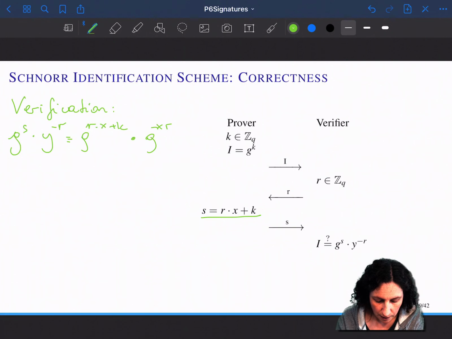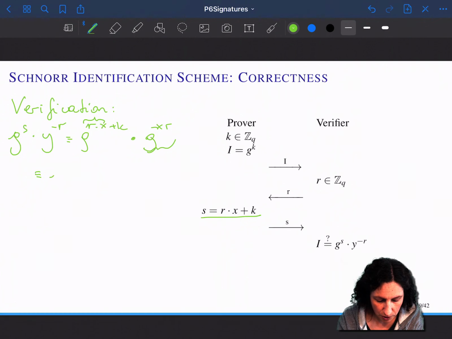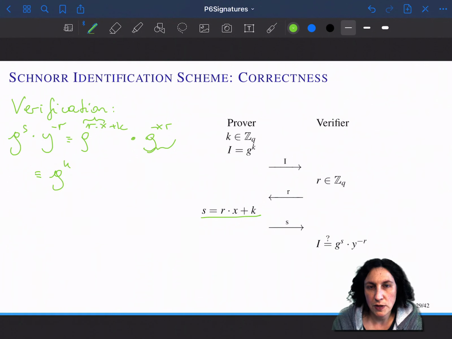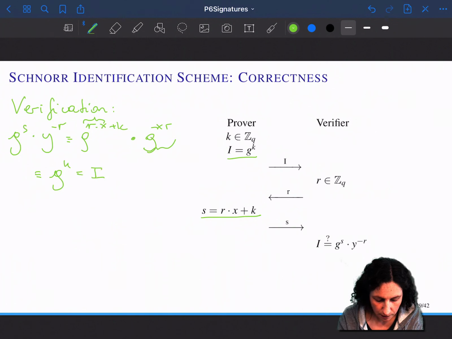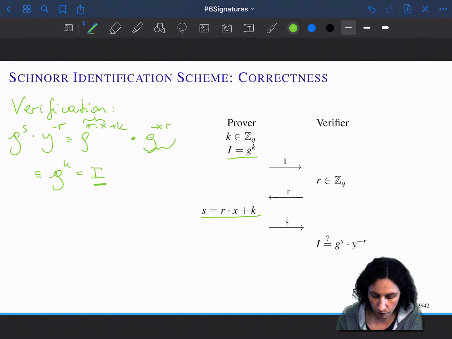And now you can see that we have got here a term, g to the minus xr. And there is also a partial term, which is g to the plus xr. So these will just cancel each other out. So this will then give us just g to the k as a result. Now, what is g to the k? Well, per definition here, that's actually our initial commitment I. So what we can see is that for a faithful protocol run, if we compute g to the s times y to the minus r, we should indeed get an expression that is equal to I, the initial commitment of the prover.